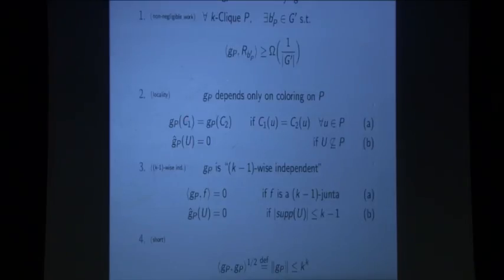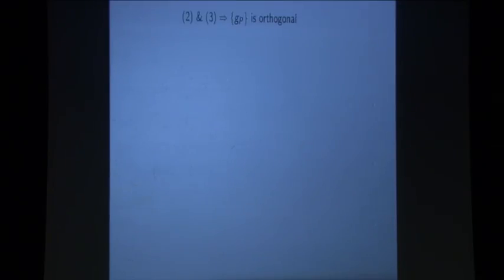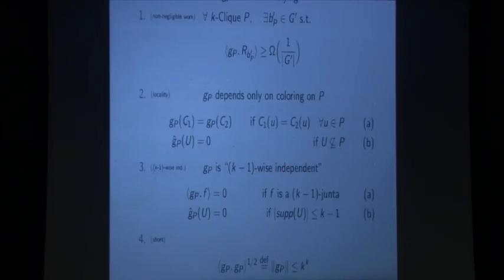Okay, 1, 2, 3, 4. So if you have 1, 2, 3, and 4, then we can prove a lower bound. Let me show you. So I have said 2 and 3 imply that GP is orthogonal. Can you go back? Yes, it's continuing the same question of Andy. So U is supported on a K minus 1 coloring.